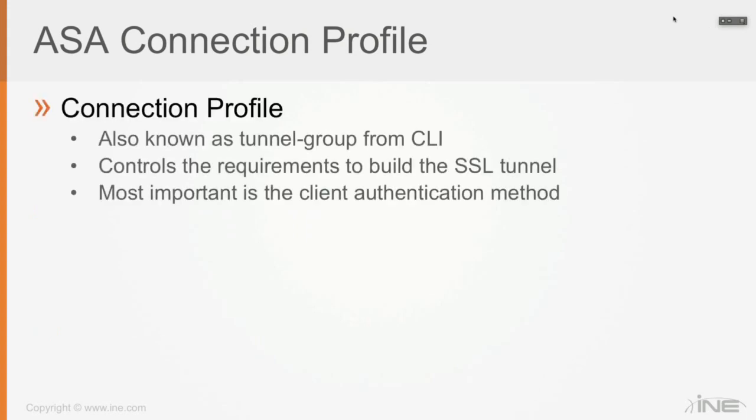The connection profile, which is going to control the pre-login settings, is also known as tunnel group from the CLI. So in the ASDM GUI it is going to show up as a connection profile, but in the CLI it is going to show up as a tunnel group. It controls the requirements to build the tunnel, and the most important one for the scope of the CCNA exam is going to be the client authentication method.